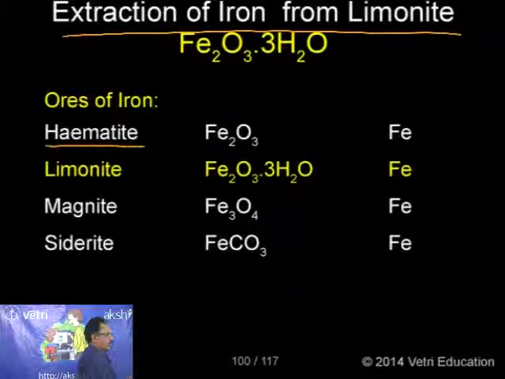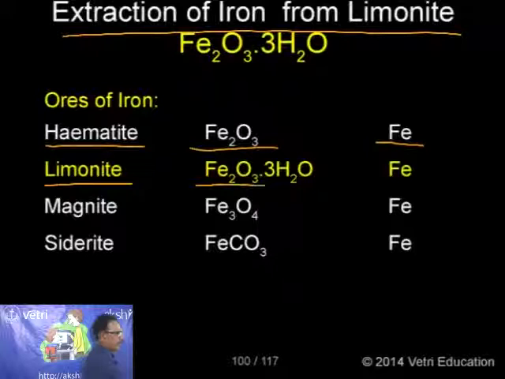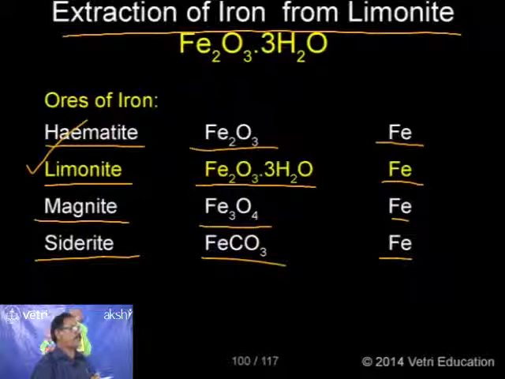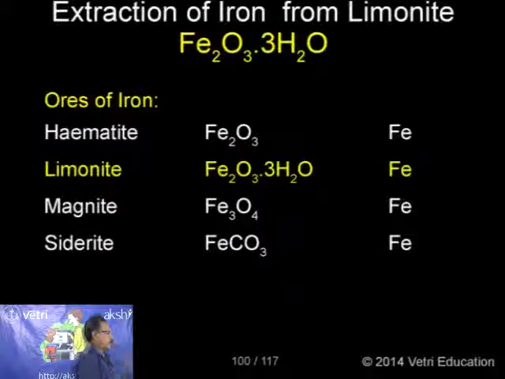Hematite, formula Fe2O3, from which I can extract iron. Another is limonite, formula Fe2O3.3H2O, again I can extract iron. Magnetite, another oxide ore, Fe3O4, again I can extract iron. And siderite is a carbonate ore, FeCO3, again I can extract iron. These are common ores available. Here I am taking specifically limonite. I am going to explain how iron can be extracted from limonite systematically.